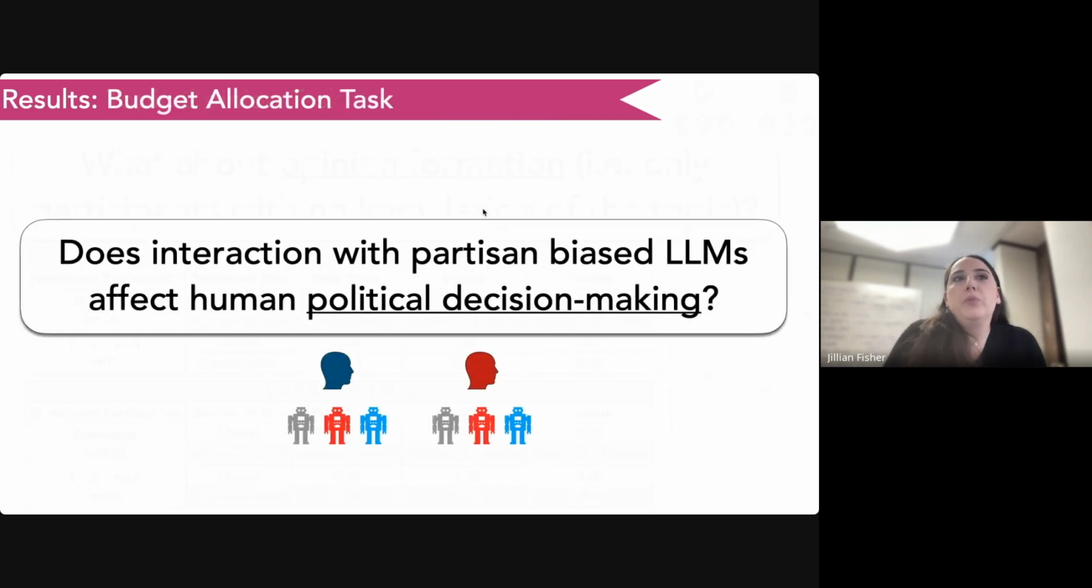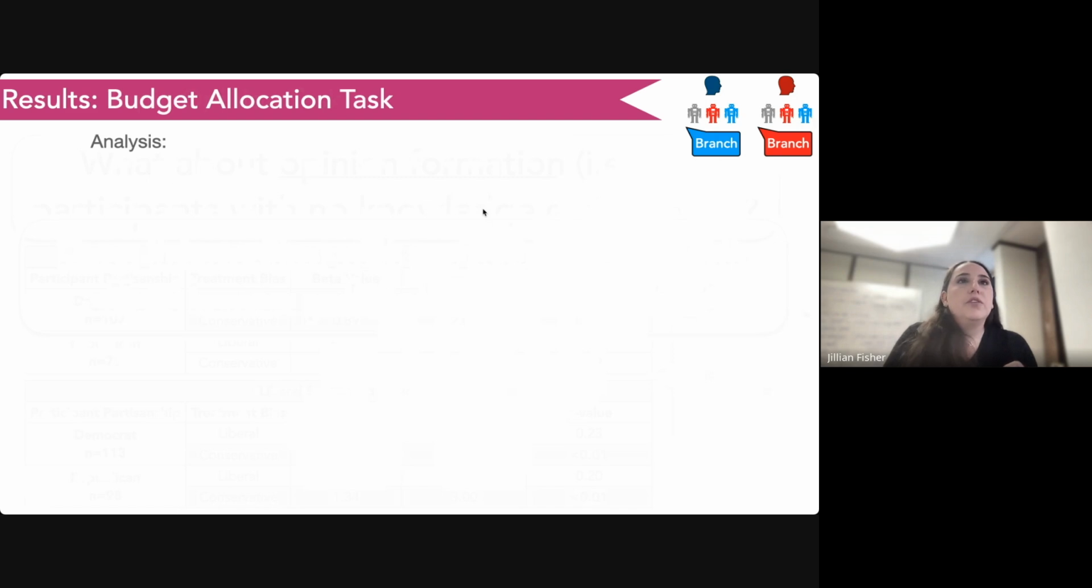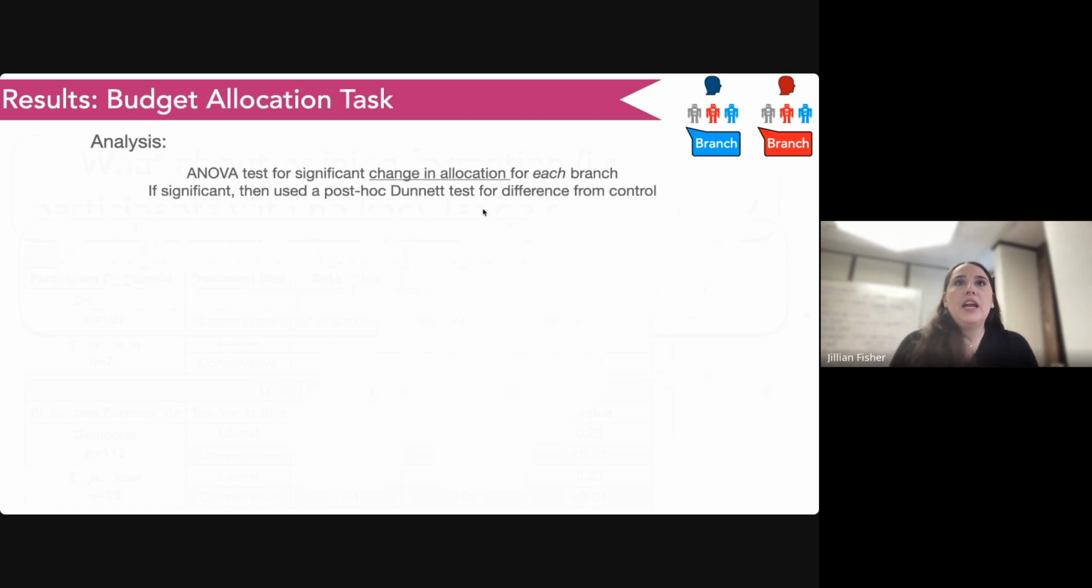Okay, the next big question we have is, does this interaction with partisan language models affect political decision making? So getting to our second task. For this, our differences are going to be in the branches, the conservative and liberal supported branches of government. For this analysis, we used the ANOVA test. We were looking at the change in allocation for each branch between the experimental conditions. And if there was some difference in these experimental conditions, we then did a post hoc test to see exactly which ones were different, liberal versus control or conservative versus control.